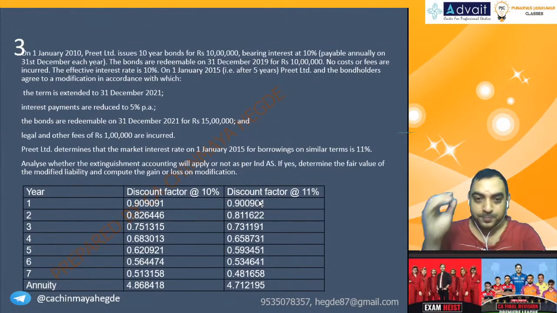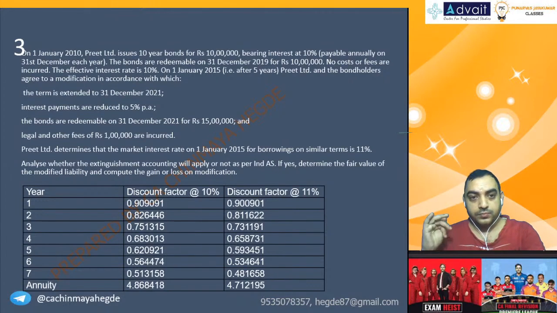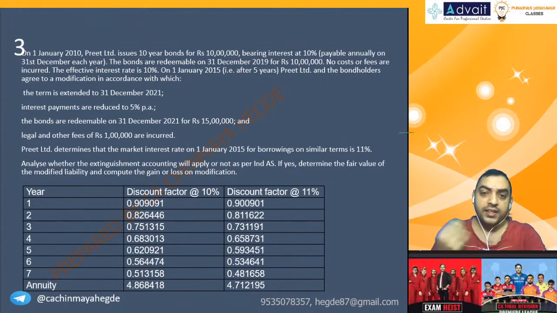Question number 3. Please read. On January 1st, 2010, Preet Limited issued 10-year bonds for 10 lakh, bearing interest at 10%, payable annually on 31st of December each year. The bonds are redeemable on 31st December 2019 for 10 lakhs. Let me ask you one basic question. Can you tell me what is the time period here? You have issued on 1st Jan 2010 and redeemable on 31st December 2019.